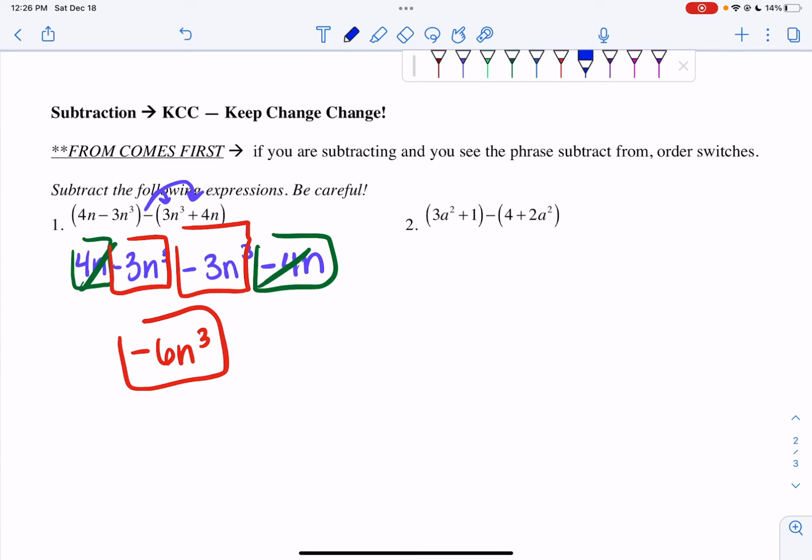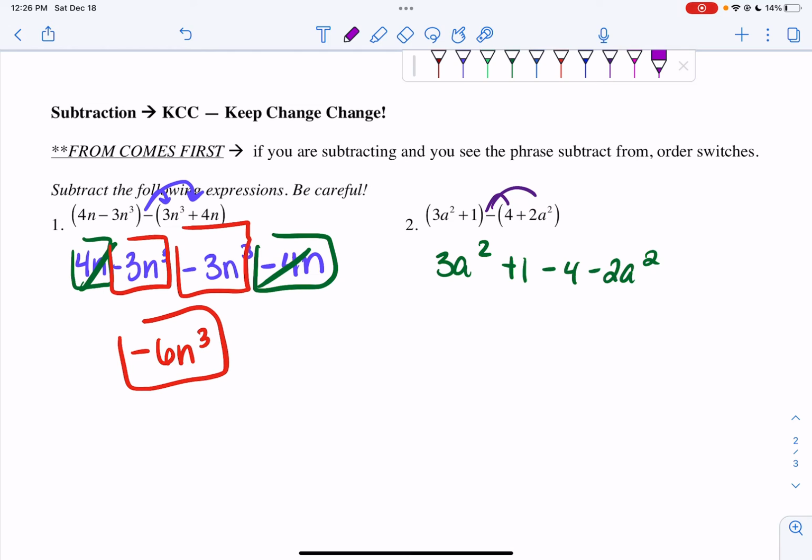Now, for the next one, again, 3a squared plus 1 minus 4 plus 2a squared. We drop everything in this parenthesis. So I have 3a squared plus 1. You distribute that negative, and when I'm distributing that negative, I just change everything. So that 4 becomes a minus 4. That 2a squared becomes a minus 2a squared.